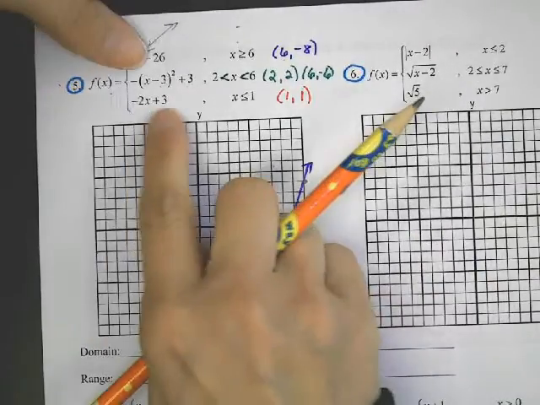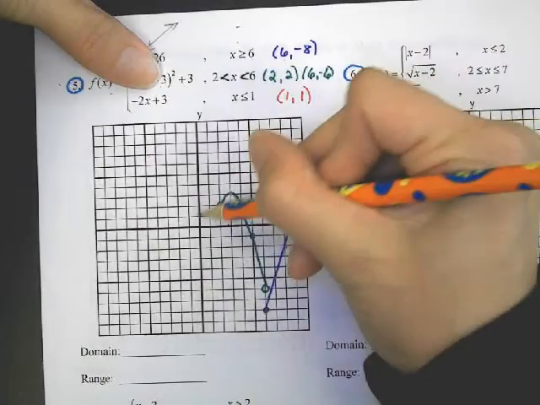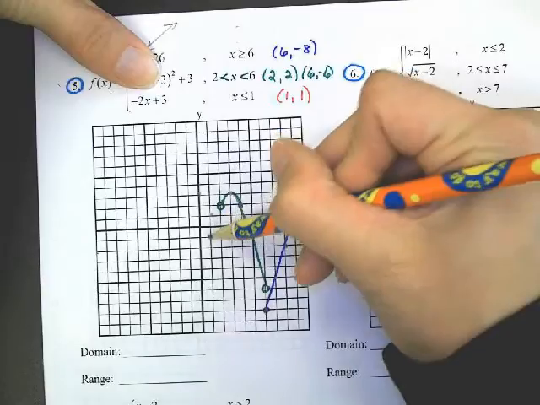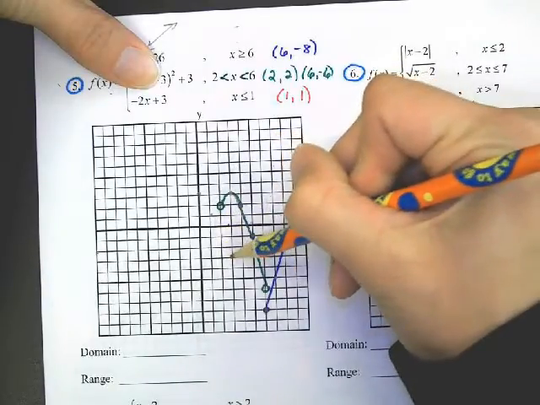The last one is a line up 3. 1, 2, 3. The slope is down 2 over 1, down 2 over 1, down 2 over 1.